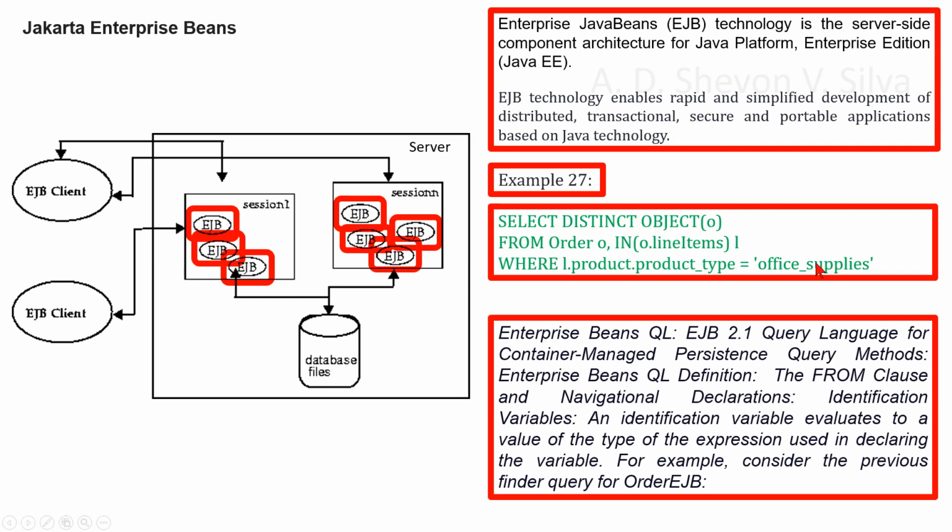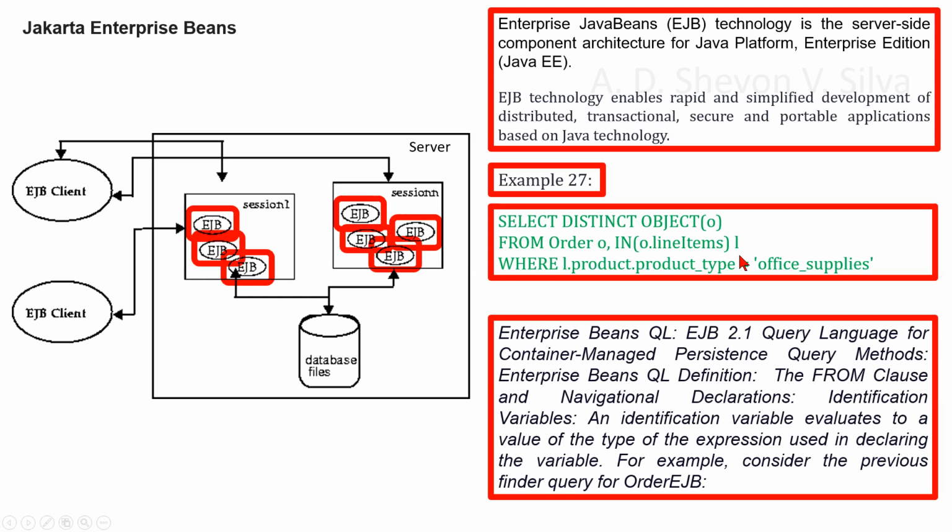An identification variable ranges over the abstract schema type of an entity bean. An identification variable designates an instance of an entity bean abstract schema type or an element of a collection of entity bean abstract schema type instances. Identification variables are existentially qualified in an enterprise bean QL query. An identification variable always designates a reference to a single value.